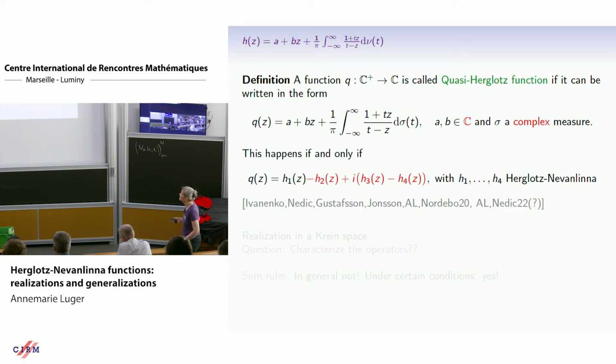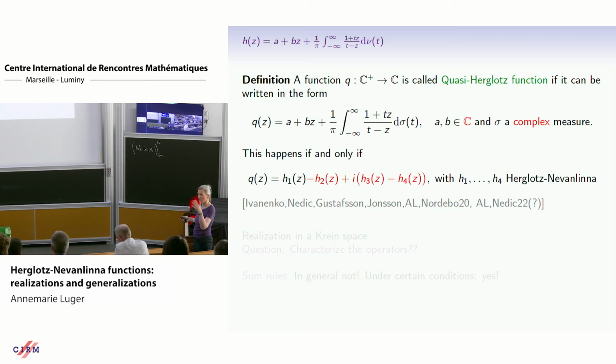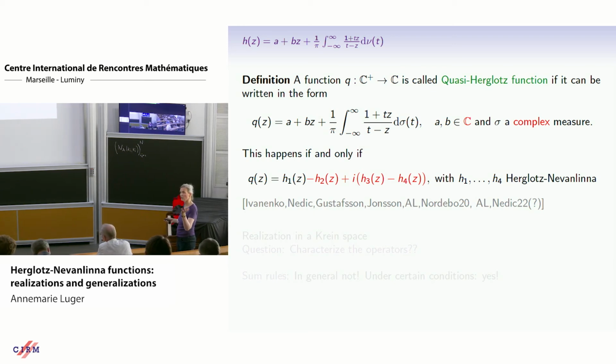Okay, it's straightforward to understand that this happens exactly if your function is a linear combination with complex coefficients of Herglotz-Nevanlinna functions. So you take simply the measure and separate it in real and imaginary part, and each one in positive and negative part.